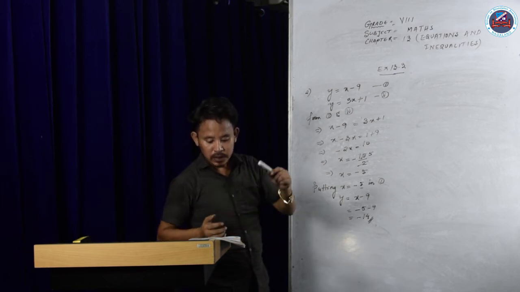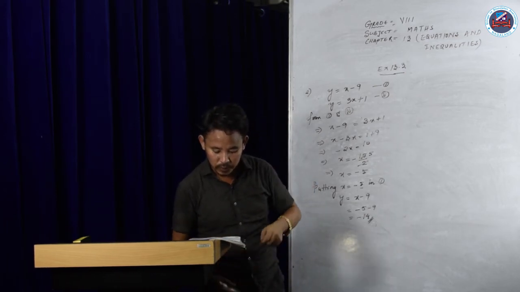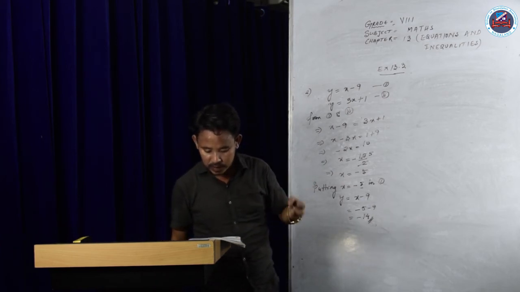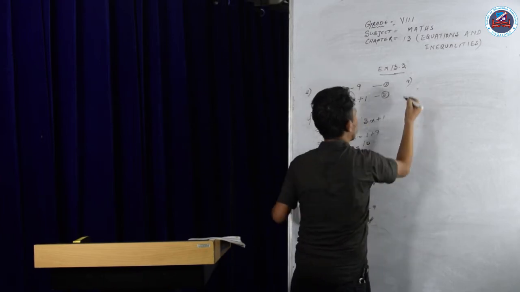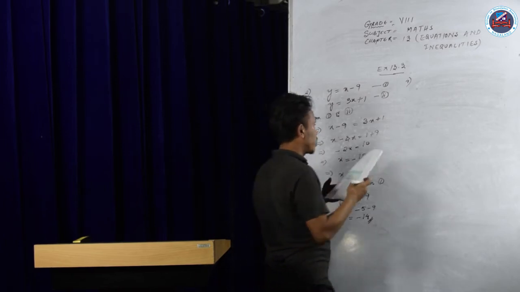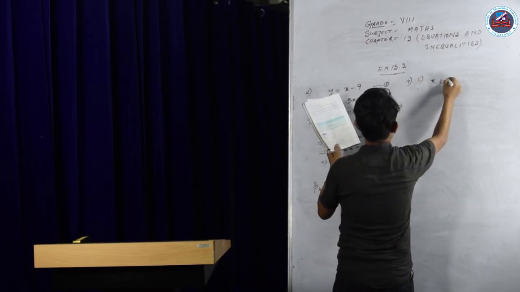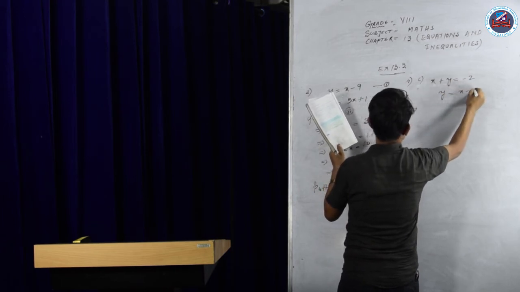And from question number 1, 2 and 3 are the same. So I have done question number 2. From question number 4, I'll do one sum, that is C. Let me do C for you from question number 4. Question number 4C, that is x plus y equals minus 2, y equals x minus 10. Okay?